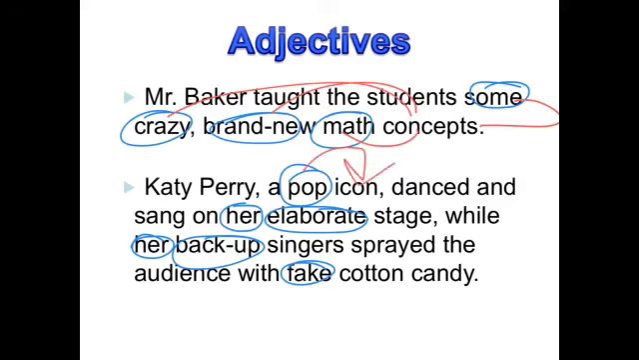Pop goes to icon. Her describes her what? Stage. Elaborate what? Stage. Her what? Singers. The backup what? Singers. And fake what? Cotton candy.